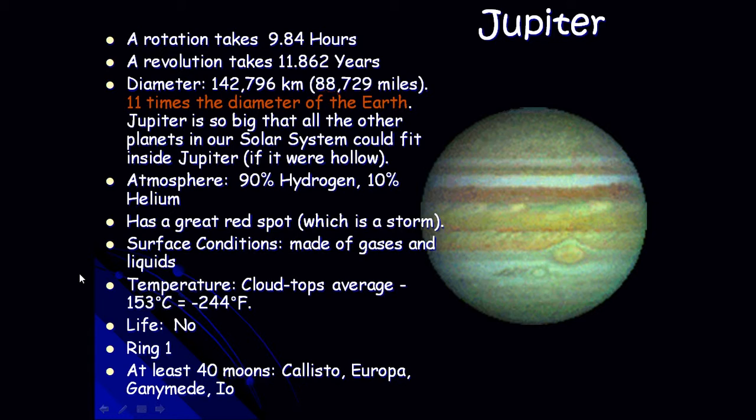It does feature one ring, and it has at least 40 moons, 40 satellites, if you will, and counting, with the most popular ones being Callisto, Europa, Ganymede, and Io.